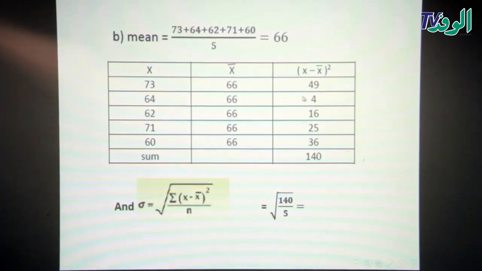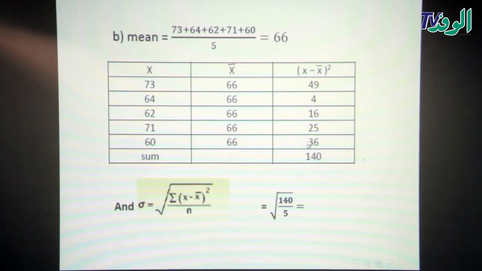Then to get the standard deviation, we form this table. First column for x, second column for x bar, the third one for x minus x bar to the power of 2. X means the values 73, 64, 62, 71, 60. X bar is 66 for all. It repeated for all. This minus this power 2 we get 49. This minus this power 2 we get 4. 62 minus 62 power 2 is 16 and so on.